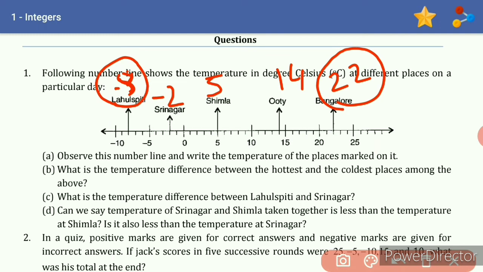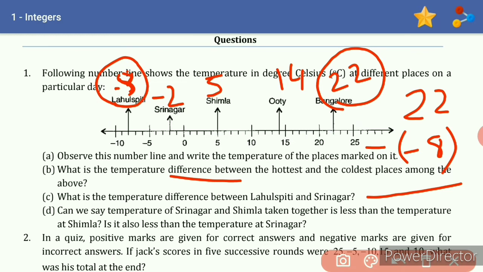So we have been asked what is the difference between them. How can we find the difference? Yes, of course, by using subtraction. So write 22 minus 8. We have to do this calculation, 22 minus 8. Minus minus becomes plus, so 22 plus 8 is 30. So the difference is 30 degrees Celsius.